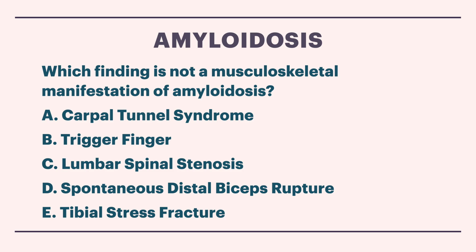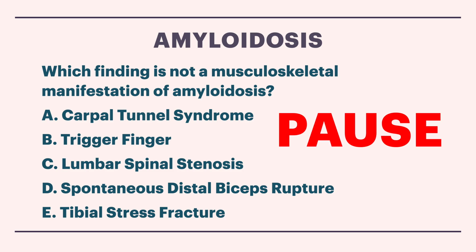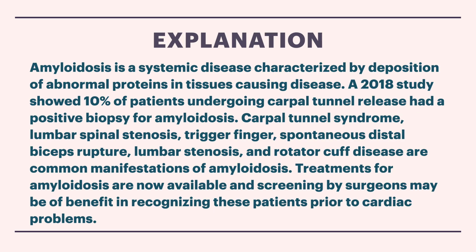It's an amyloidosis question. Which finding is not a musculoskeletal manifestation of amyloidosis? A, carpal tunnel syndrome. B, trigger finger. C, lumbar spinal stenosis. D, spontaneous distal biceps rupture. Or E, tibial stress fracture. Well, here's your chance to pause the video so you can think about the question and answer it.